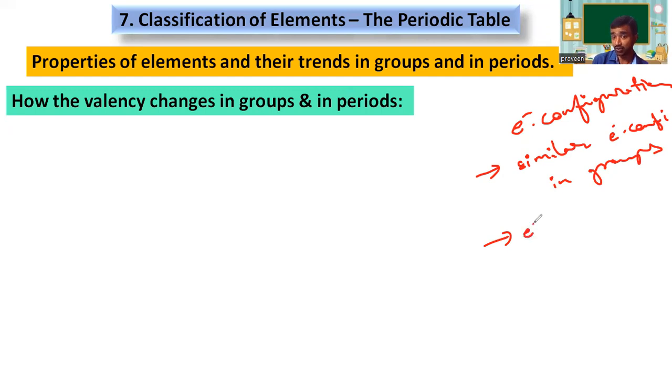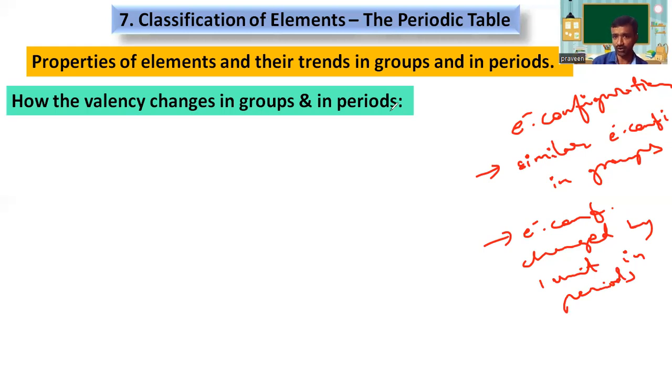In periods, the electronic configuration changes by 1 unit. So you need to keep this in mind. If you know this point, it is very easy to understand valency.